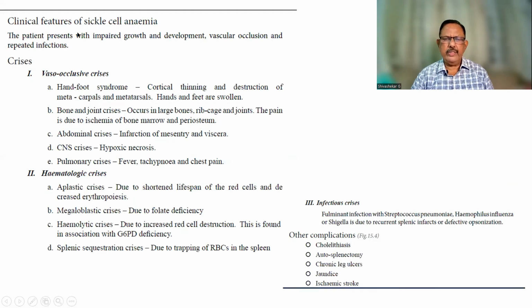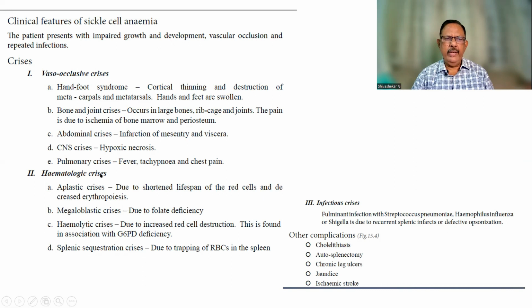This is a very important question, the vaso-occlusive crisis. So, what are all the crises in sickle cell anemia? One is vaso-occlusive, hand-foot syndrome. Particularly in the cortical bones, there is obstruction and thinning. Bone and joint crisis can occur in larger bones also, leading to necrosis. Abdominal crisis because of infarction in the mesentery or the visceral organs. CNS, there can be hypoxic necrosis. And there can also be a pulmonary crisis. All this vaso-occlusive crisis you must mention.